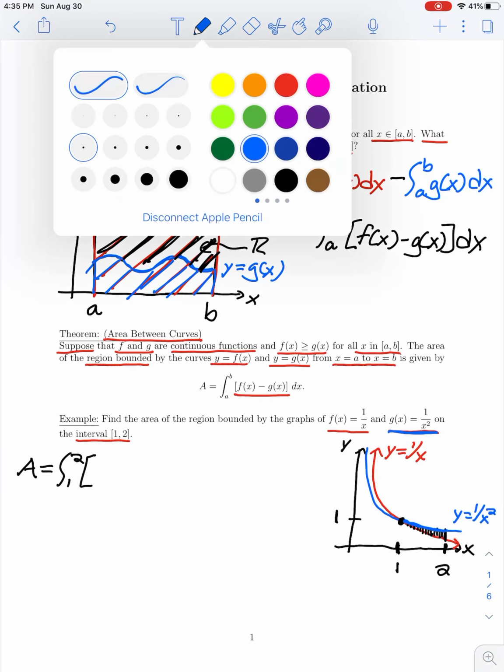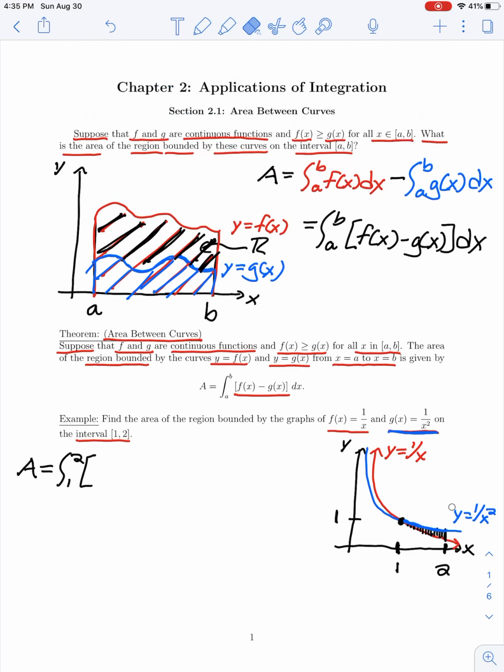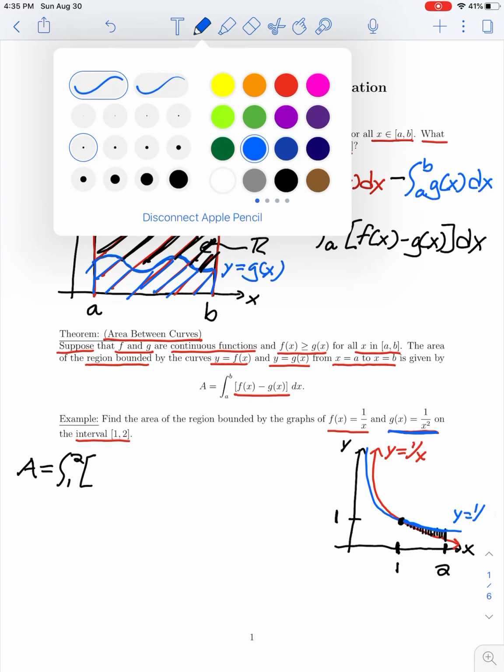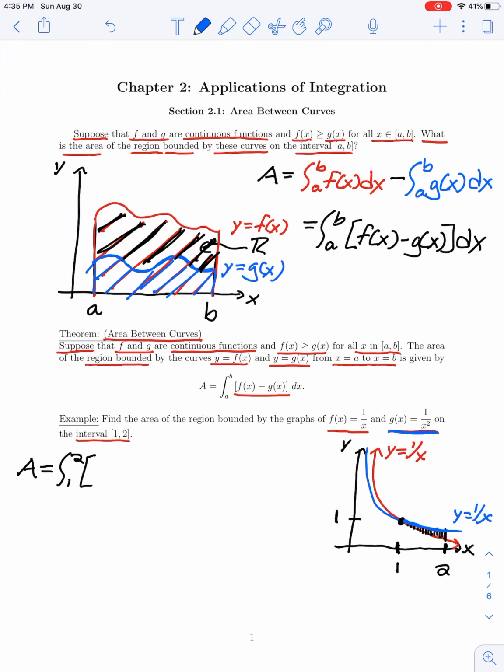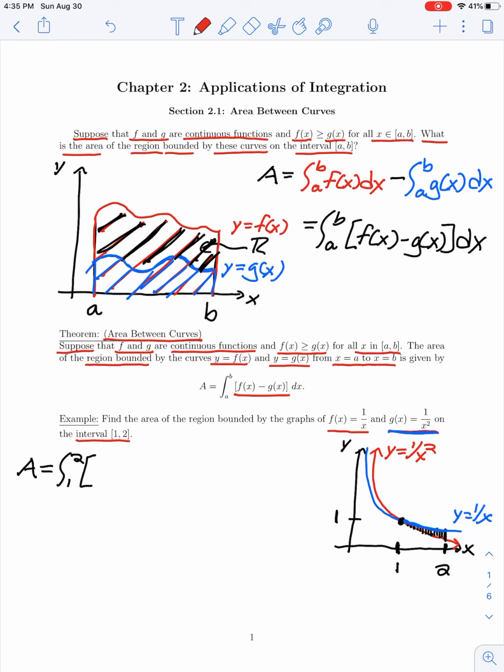or actually I've got these backwards. So let me change my notation here. On the interval from 1 to 2, 1 over x squared is smaller than 1 over x. So let me just change the labels on my graphs here.